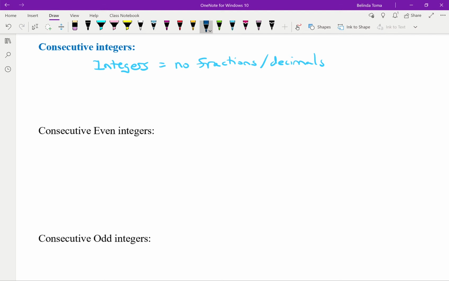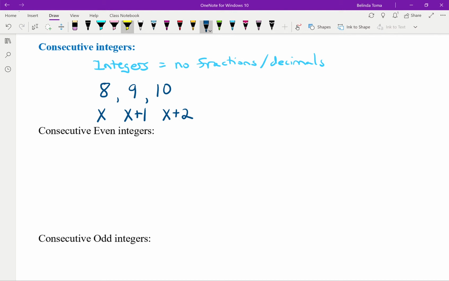So I'm just going to give an example here of 8, 9, and 10. If we were trying to come up with unknowns to represent them, if we started with the smallest number as x, then the next one would be x plus 1, and our third number would be x plus 2. If we had a fourth number, that would be x plus 3, etc.